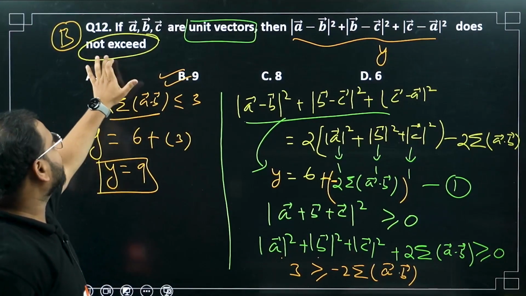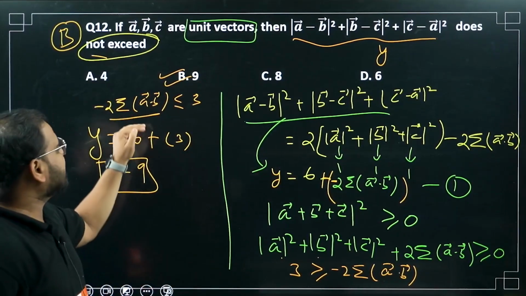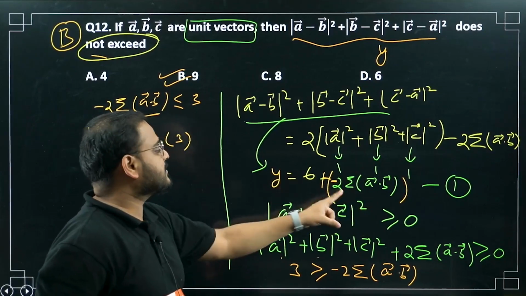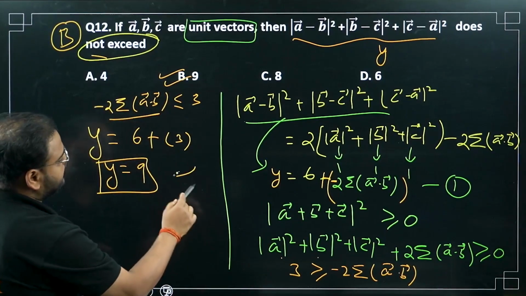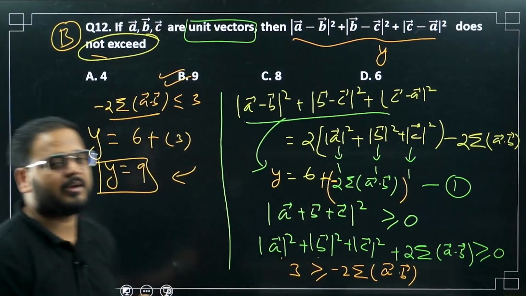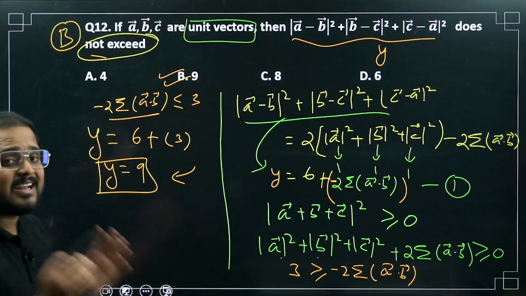But what are we looking for? We are looking for the maximum value, right? 3 or less means the highest value for this is 3. So put the highest value for this. In this case, you're going to get 6 plus 3. Answer is 9. So it's a more logical question than calculative. Please have a look. Answer is 9. A very good question, an excellent question.